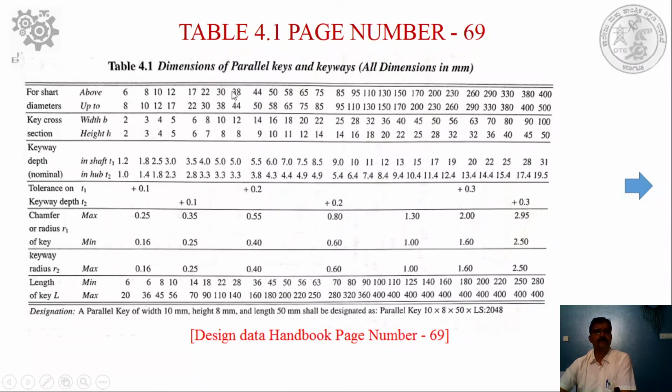Now in this table, the dimensions of the parallel keys are given in Table number 4.1 on page number 69. Here, for shaft diameters above and up to are given. However, the shaft lies between 50 and 58. Here two series are there, 40 to 50 and 50 to 58. We are going to take the larger dimensions of the key for safety purposes, that is, the width of the key b equal to 16 millimeter and the height of the key equal to 10 millimeter. Now let us choose this series.